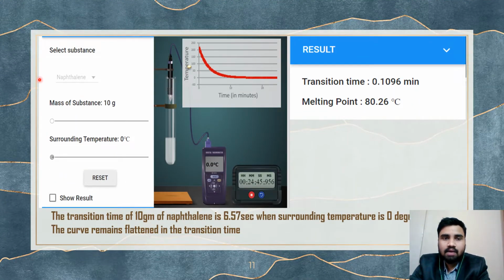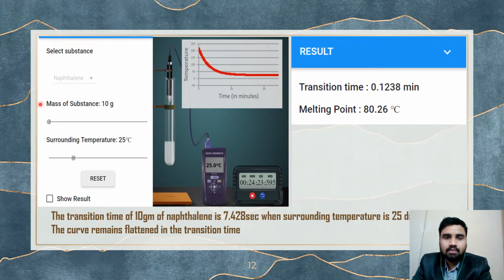In the first step, we have taken the mass of naphthalene as 10 grams and the surrounding temperature as 0 degrees centigrade. We found that the transition time of 10 grams of naphthalene is 6.57 seconds when the surrounding temperature is 0 degrees. The curve remains flattened in the transition time, and I found that the curve remains flattened at this point. Also, the melting point of naphthalene is 80.26 degrees centigrade.